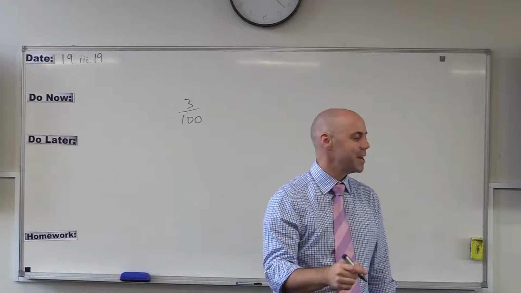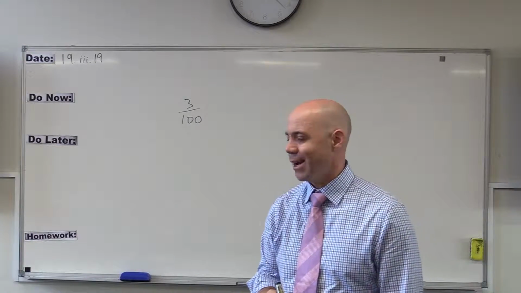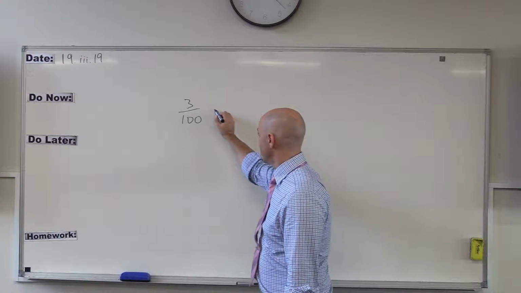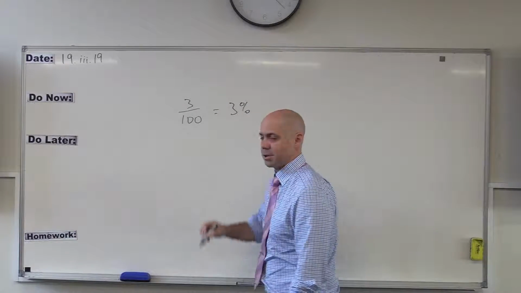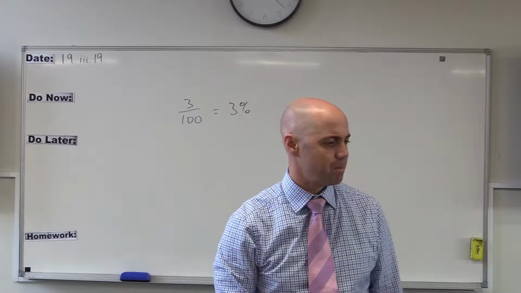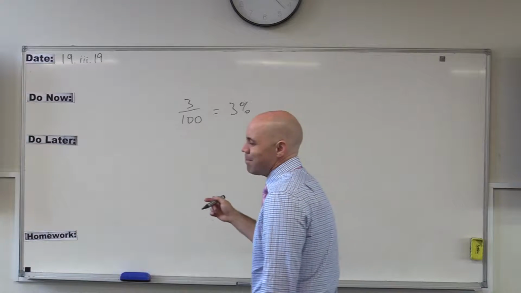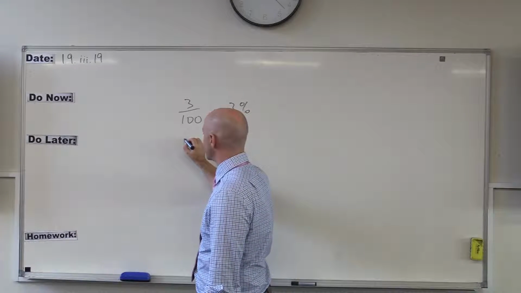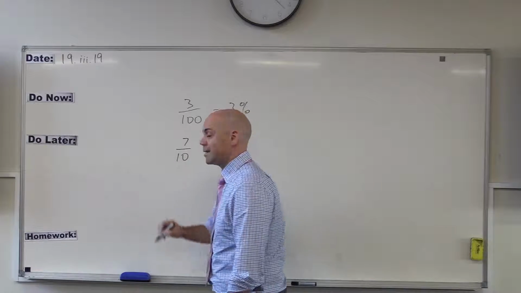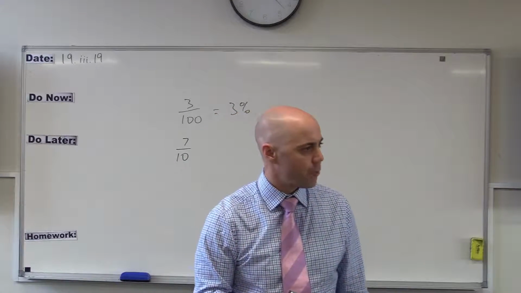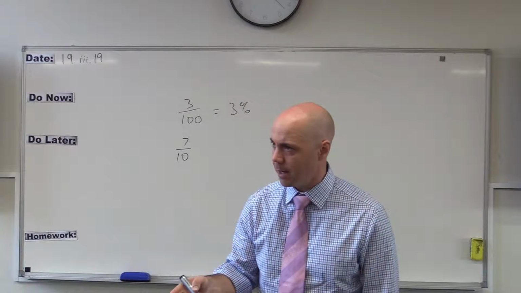So the really easy ones are fractions that are written over 100 anyway. And so if it's over 100, we just say 3%. Just the same number, percent. Fantastic, easy. But most of them are not going to be like that. So what if we had something that was like 7 over 10? We have a fraction, 7 over 10.